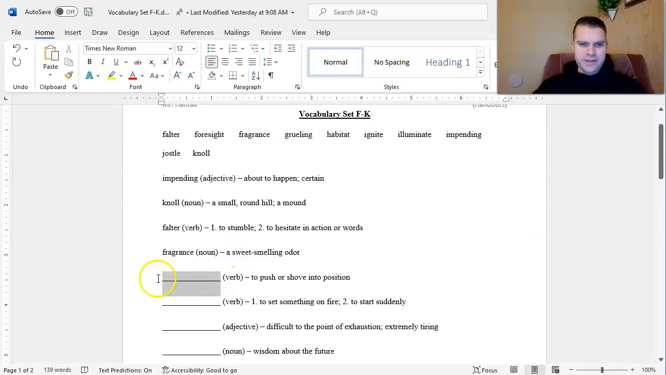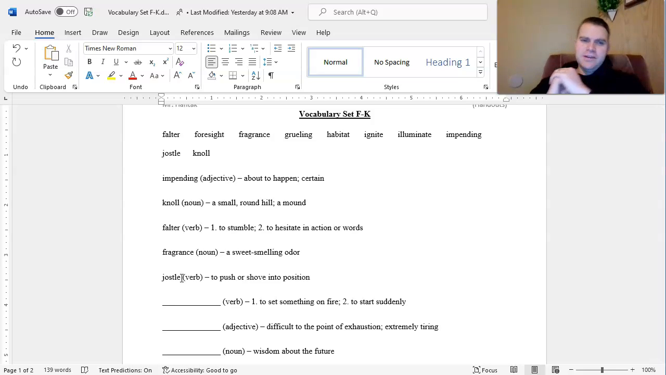To push or shove into position is jostle. I'm sure a lot of you jostle when you play basketball, right? If you're trying to get into position on a rebound, you might be jostling with your defender on you. Just means to push or shove into position. You could jostle an object as well, right? Mr. Hantak really had to use his muscles to jostle the bookshelf against the wall.